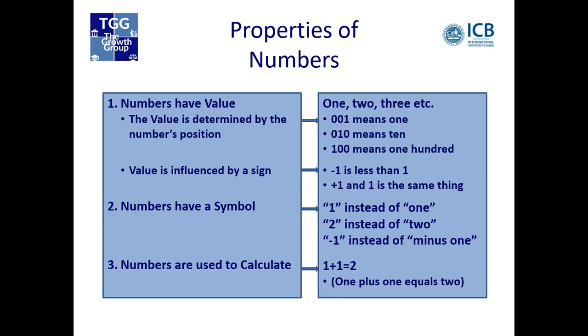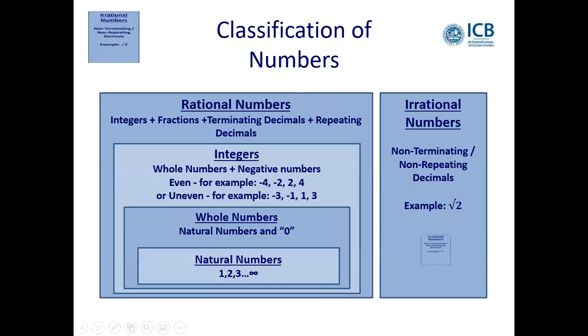And then thirdly, numbers are used to calculate. So there you have a very simple calculation. It says 1 + 1 = 2, and I've given it to you in words there as well so that you can understand. So let's just have a look at it again. Numbers have value, numbers have a symbol, and numbers are used to calculate. Those are the properties of numbers.